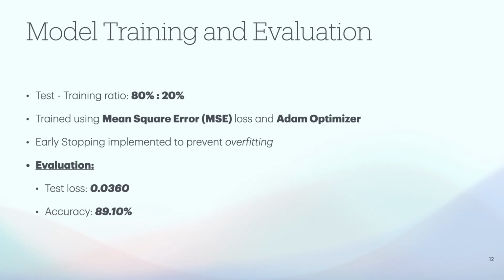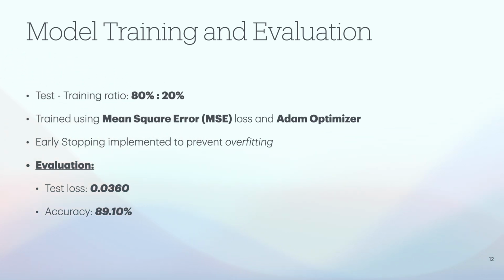So I had the usual train to test ratio of 80 to 20, and it was trained using the mean squared error as the loss function. Then I optimized it using the Adam optimizer. Like I said, I implemented early stopping just to prevent overfitting. And the evaluation of the model is as follows.